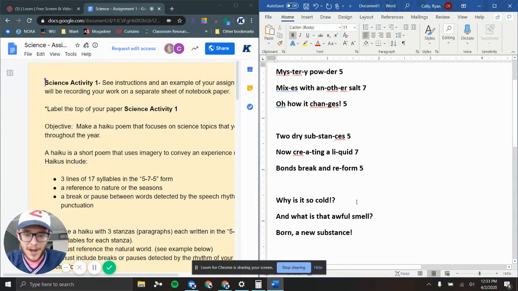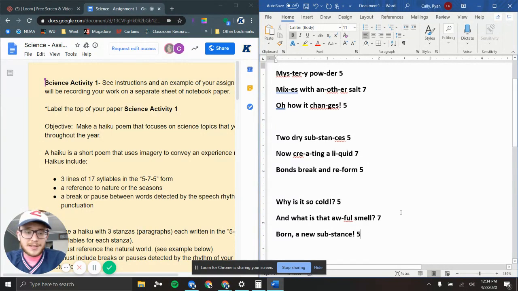And then lastly, why is it so cold? All those are 1-syllable words. And what is that awful smell? Well, the only word in here that's got more than 1 syllable is awful, so I'm going to break that up. Now it's got 7 syllables in that line. Born a new substance. Substance has 2 syllables in it, for a total of 5.